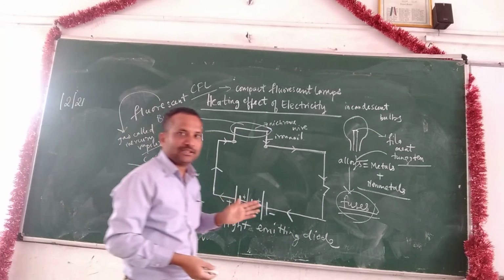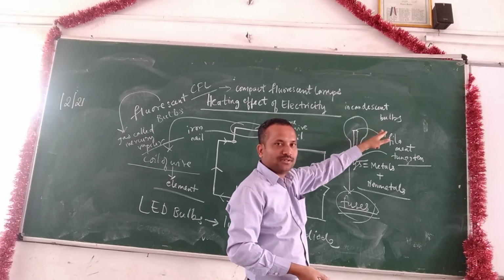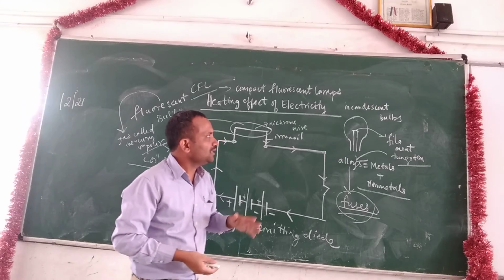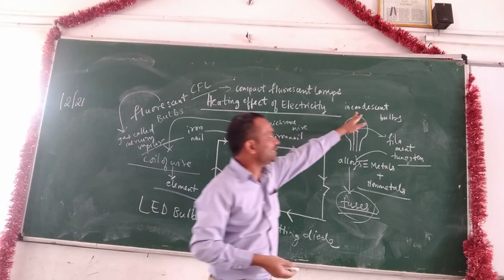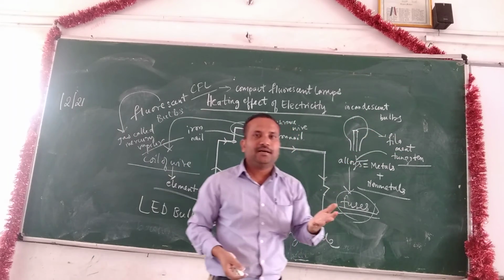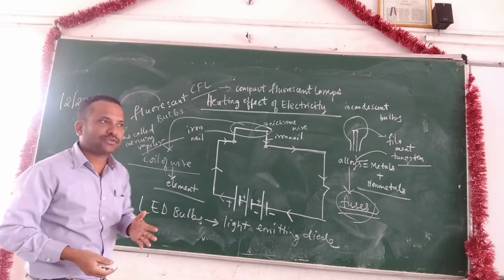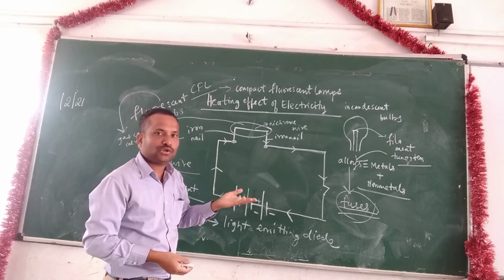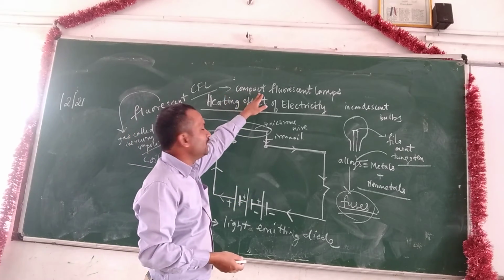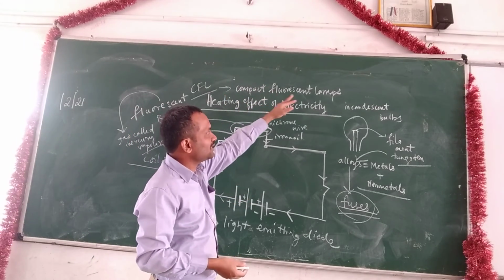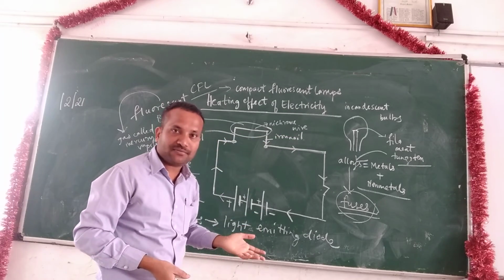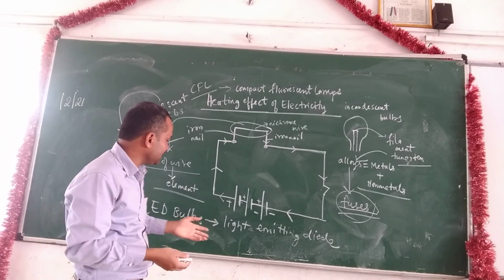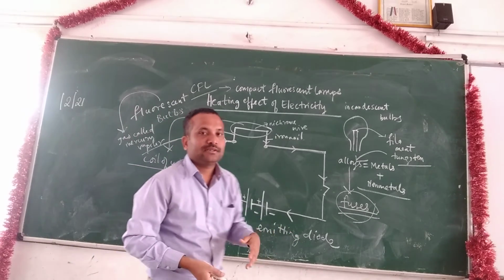first, we were using 60 watt, 80 watt bulbs. They were using a lot of current. After incandescent bulbs we changed to fluorescent tubelights. After fluorescent tubelights, we came to a new technology, compact fluorescent lamps. After compact fluorescent lamps, we are in a new era of bulbs, light emitting diodes.